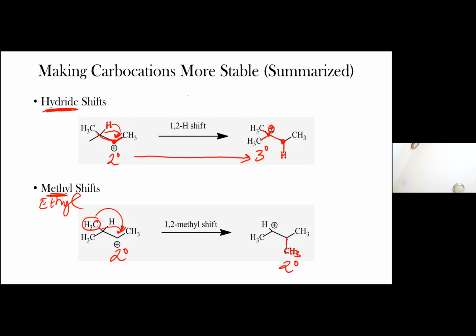So are there any questions on what I just went over about carbocations and hydride shifts and methyl shifts? I have a quick question. If the methyl shift results in an equally favorable conformation, then why does it even shift in the first place?